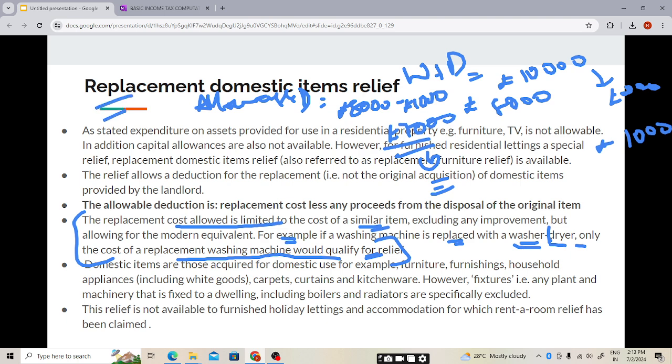This replacement relief says that whatever asset you are selling, the replacement asset must be similar. It should not come with some other improvement, but it can be a modern equivalent. As generations change, you can take such updates, but you can't take any improvements. For example, for a washer it will be a dryer, and compared to a TV, you can't get a PS5. With a TV you can get a Wi-Fi TV. Now all the TVs are coming with Wi-Fi, so you can purchase those.